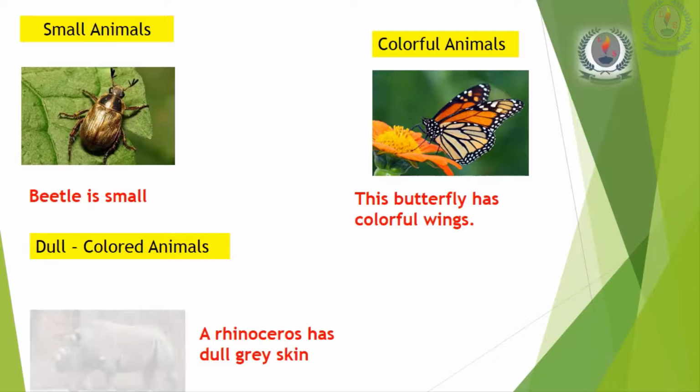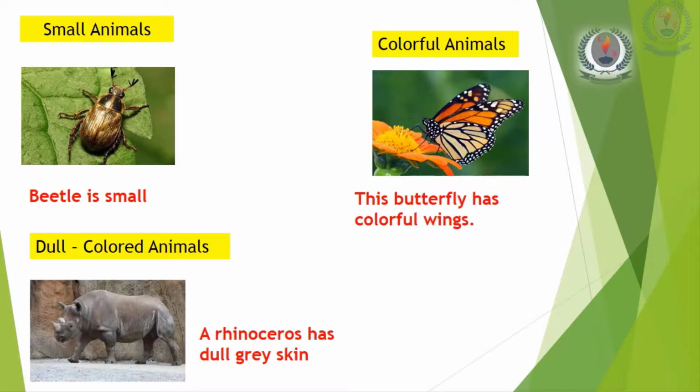Dull-colored animals. A rhinoceros has dull grey skin.